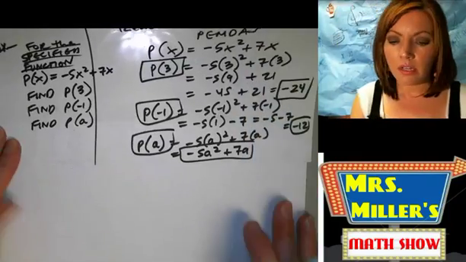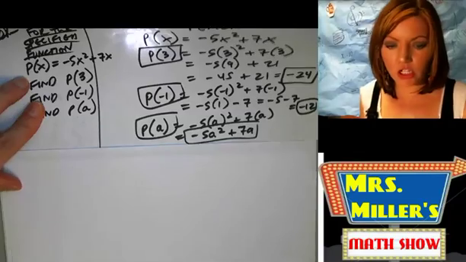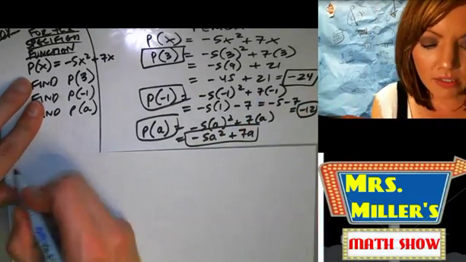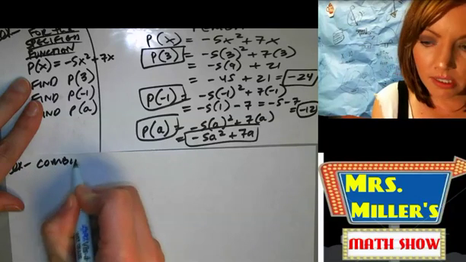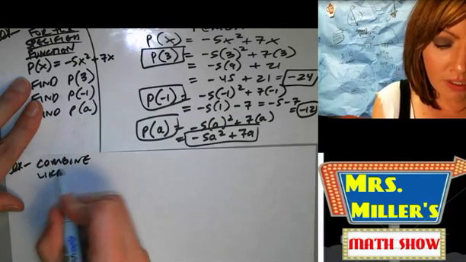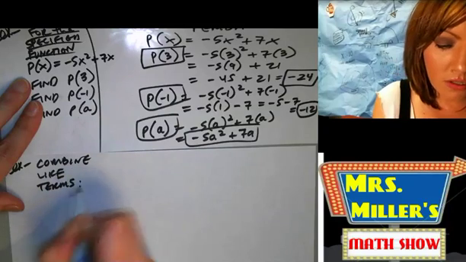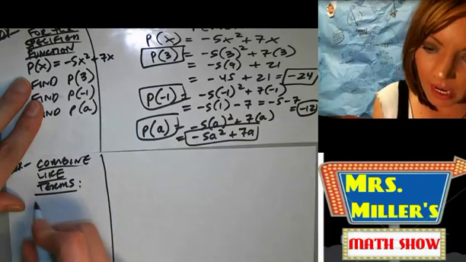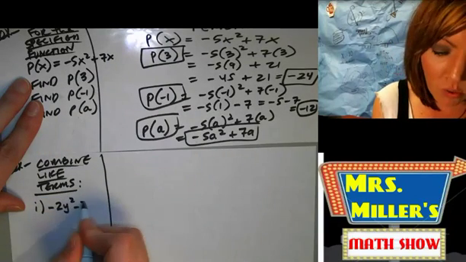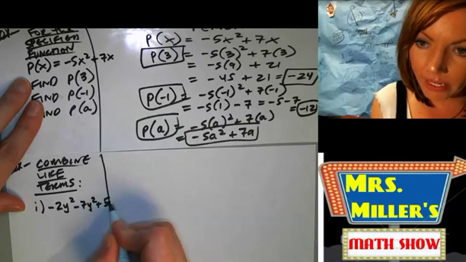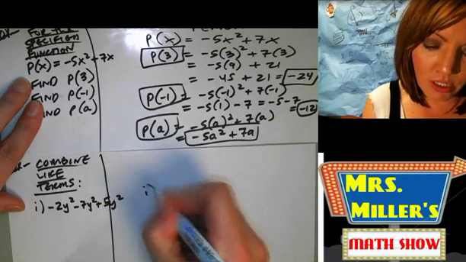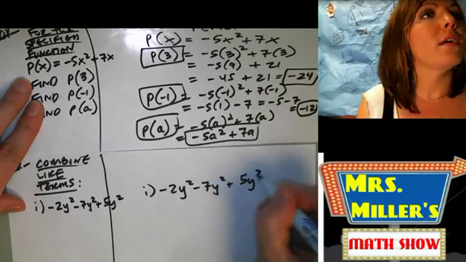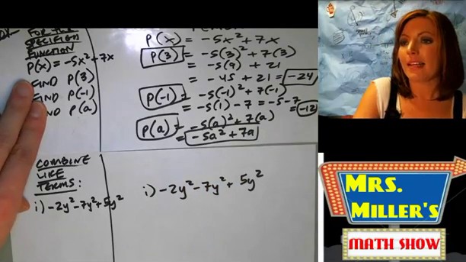Okay, so the next one. These should be pretty easy. I guess you'll all tell me whether they actually are or not. All right, combine like terms. Okay, so the first one, we've got negative 2y squared minus 7y squared plus 5y squared. We want to combine those like terms. Negative 2y squared minus 7y squared plus 5y squared.